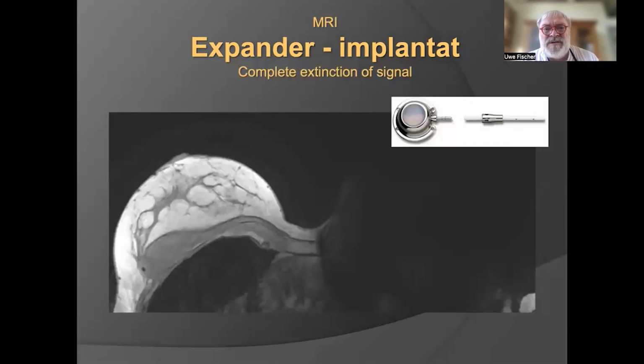So if you use expander systems that are very, very ferromagnetic, so the port systems with metal ferromagnetic structure substance, you will get an extinction due to susceptibility, and if it's pure metal, this extinction can be complete for the whole breast, so there's no more possibility to get a good information about the left breast in this case.